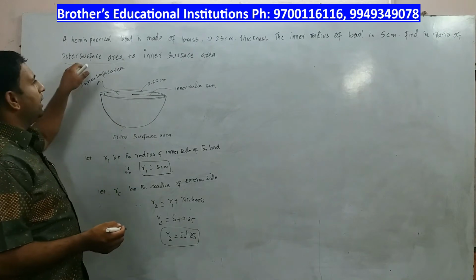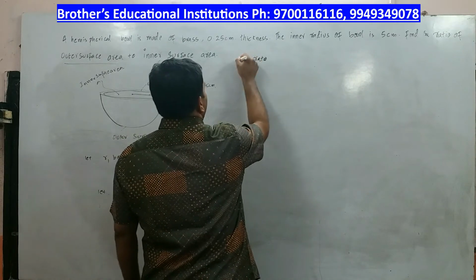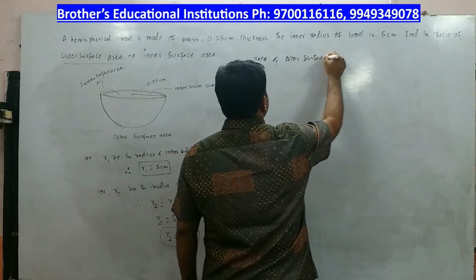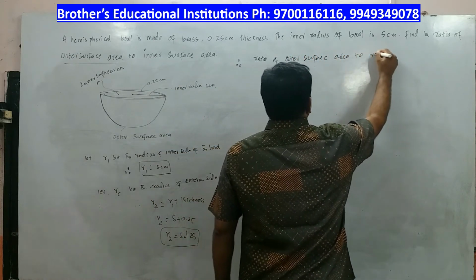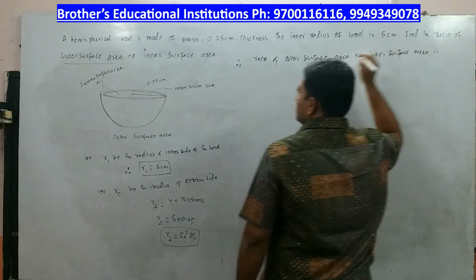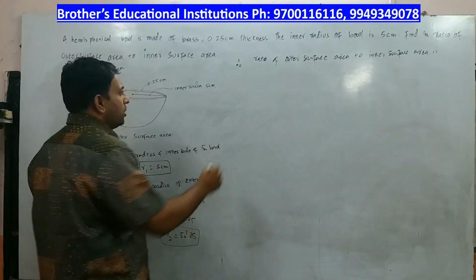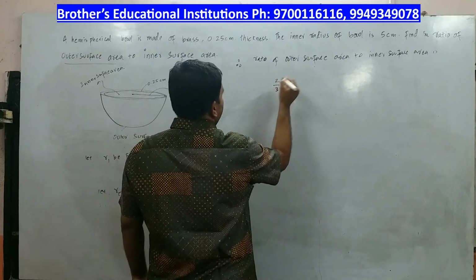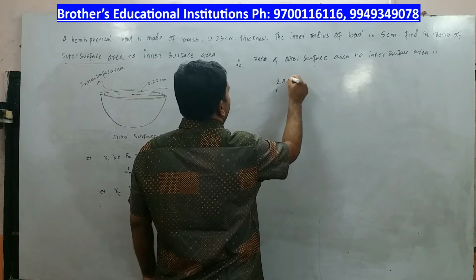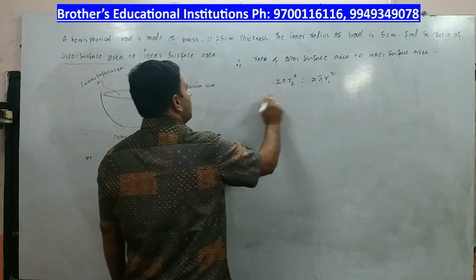What is the question asked? Ratio of the outer surface area to the inner surface area. So therefore the ratio of outer surface area to inner surface area. Outer we are calling as R2, so it is hemisphere, you are dealing with surface area, so it is 2 pi R2 square is to 2 pi R1 square. This is the answer. Alright, surface area.